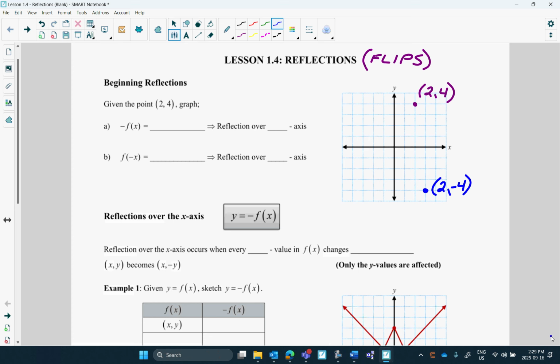So when we have a negative in front, that means a flip over the x-axis, or a vertical flip. Okay? So that's vertical, over the x-axis.